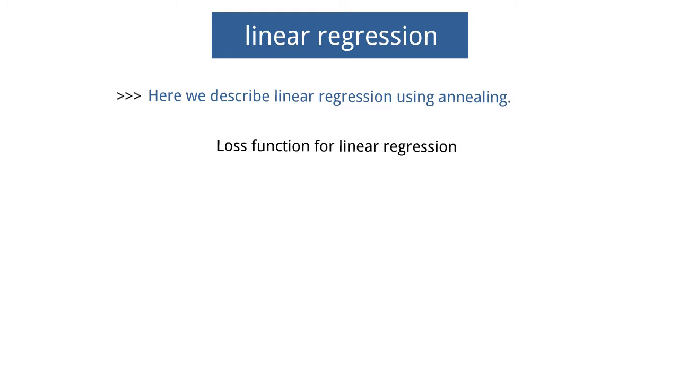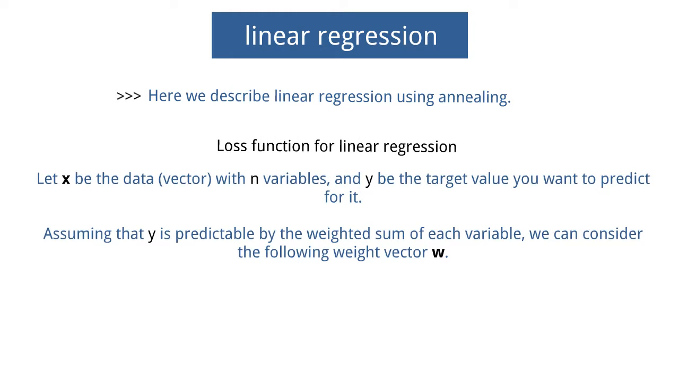Linear regression. Here we describe linear regression using annealing. Loss function for linear regression. Let x be the data vector, with n variables, and y be the target value you want to predict for it. Assuming that y is predictable by the weighted sum of each variable, we can consider the following weight vector w.